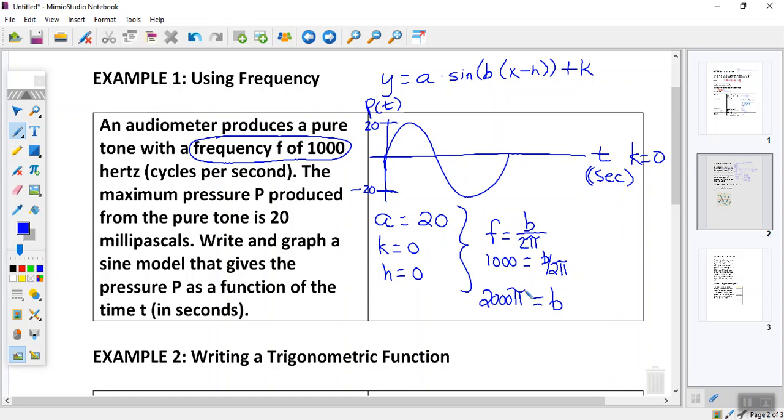Quick question. Do I have a value for A? Yep. Do I have values for K and H? Yep. Do we find a value for B given the frequency of 1,000? Okay. Here's the deal then. Can I write a function of this form? y equals what's your A value, times the sine of B, which is 2,000 pi, times which variable? x minus, it's really x minus 0, just x, right? Yes.